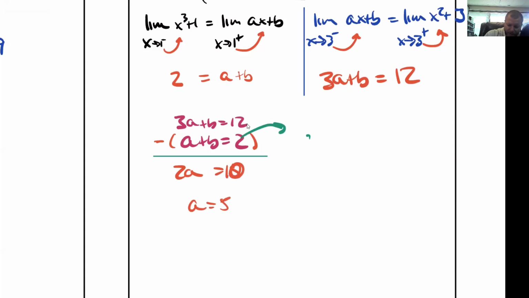Once you know that a is equal to 5, you can plug that into any of these equations. 5 plus b is equal to 2. So b is equal to negative 3.